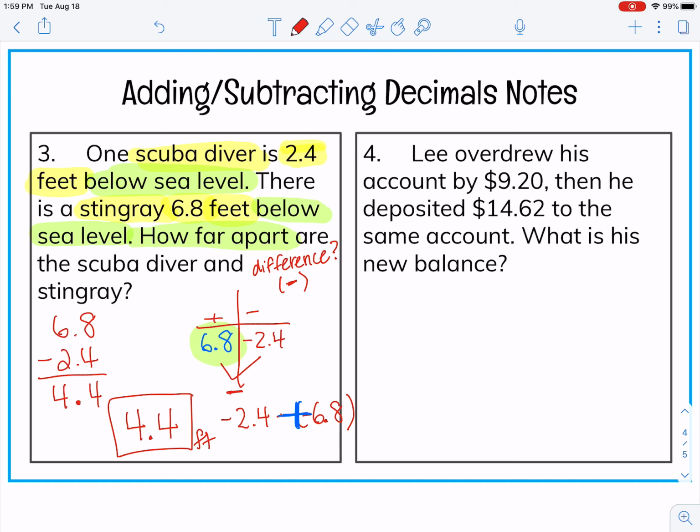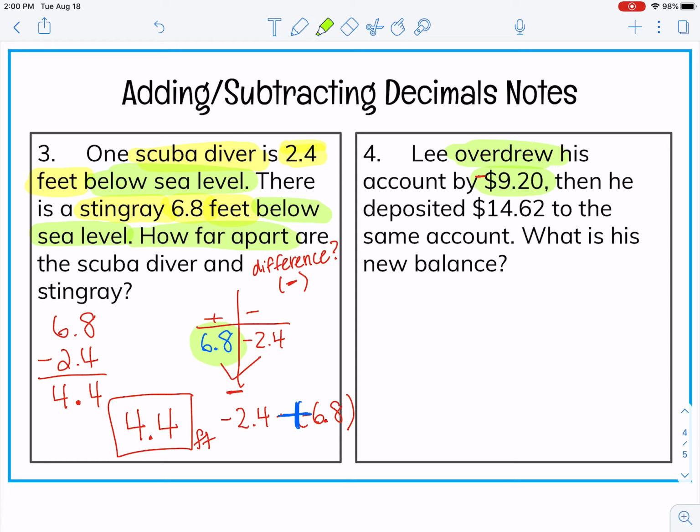All right, number 4. Lee overdrew his account by $9.20. Then he deposited $14.62 to the same account. What is his new balance? So let's highlight some keywords. It says he overdrew. Remember that this vocabulary term means he went over what he already had in his account. So if he had $0 in his account and he overdrew $9.20, what does this number become? It becomes a negative because it's overdrawn.